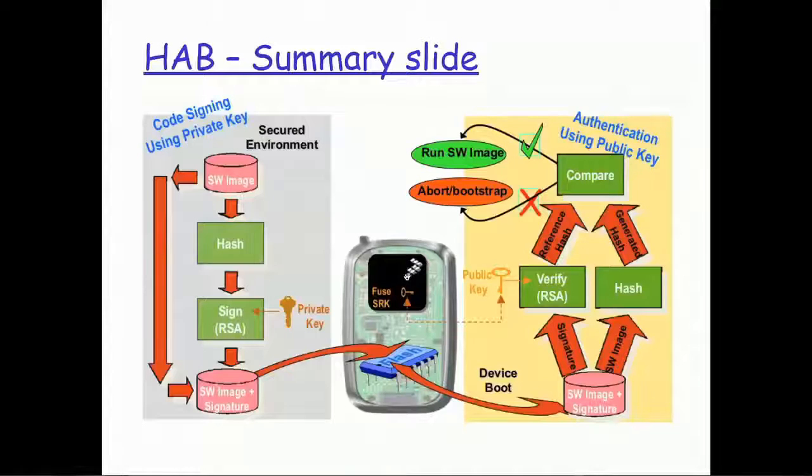The verification of the hash of the public key against whatever has been fused inside the processor would have failed. Once that verification is successful, I use that public key and compare the decrypted hash with the hash value generated from the image. Only if both are the same do I load the software image and run it. If they are not the same, I abort. This entire process is a high assurance boot. This is just a summary; we will take a little more detailed look at this subsequently.